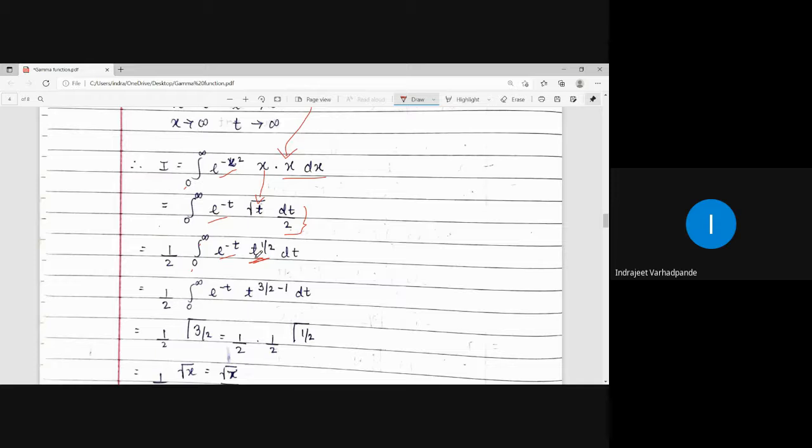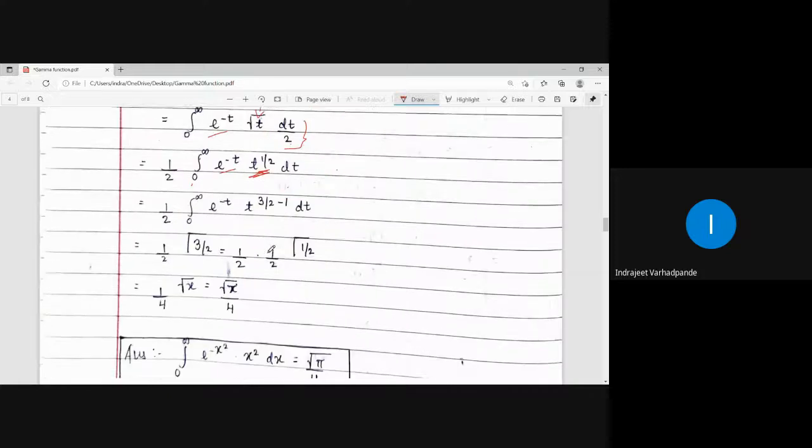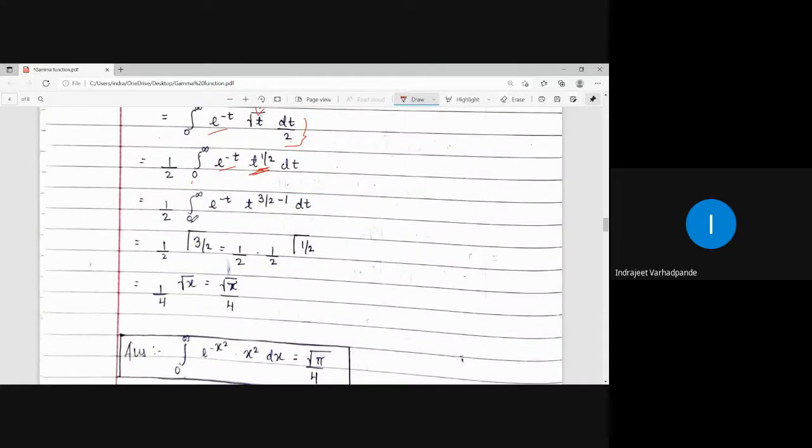But I want it as n minus 1. What did I tell you? Whatever number you want to express in n minus 1, add plus 1 to it. Half plus 1 is 3 by 2. 3 by 2 minus 1 will be nothing but half. So what will it be? Half into integral 0 to infinity e to the power minus t, t to the power 3 by 2 minus 1 dt. So it suits the definition of gamma function.